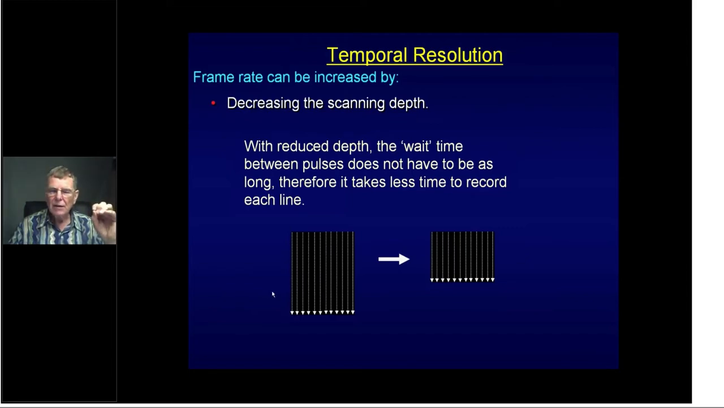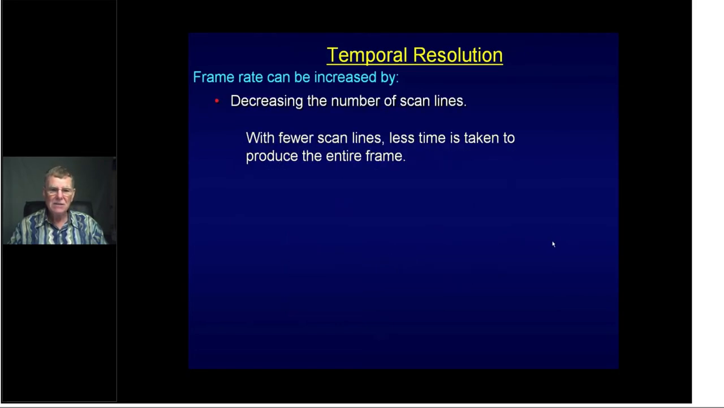So there are many times during your scanning when you will be trying to improve your frame rate to get better temporal resolution. Okay, so these are the different ways that you can do it. First and foremost, decrease your scanning depth to the minimum necessary. If you do that, the machine does not have to wait as long to get the echoes coming back to the transducer before it can send out the next pulse. So the frame rate increases.